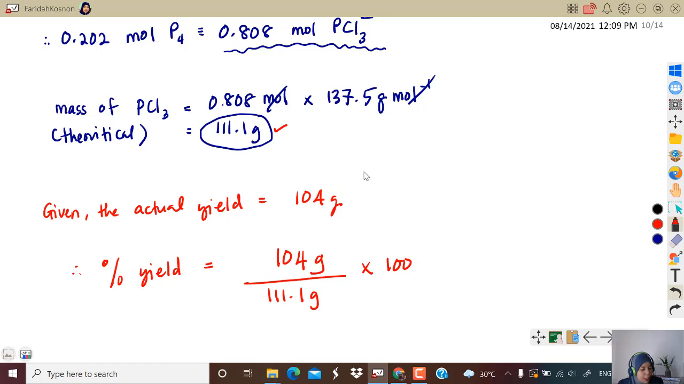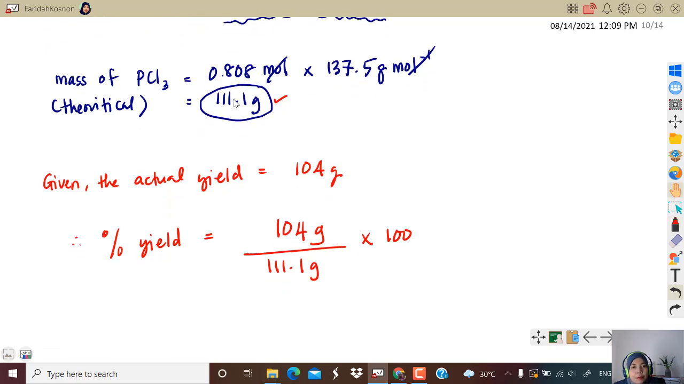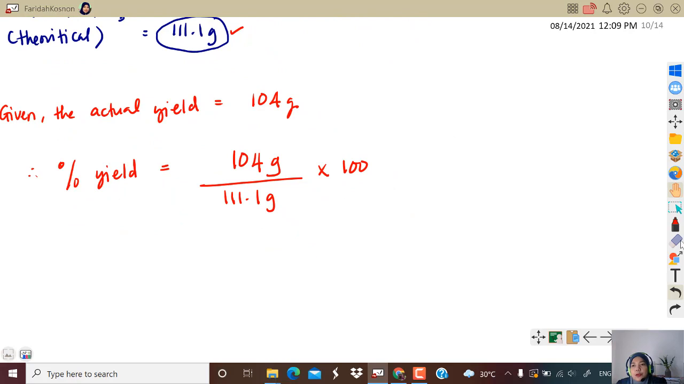Okay, tekan kalkulator. 104 bahagi 111.1. Okay, darab 100. Dapat berapa? Lebih kurang 93.6%. Okay, so kita tuliskan jawapannya. Saya naikkan sikit. So the answer is 93.6%. Right? So this is the final answer.